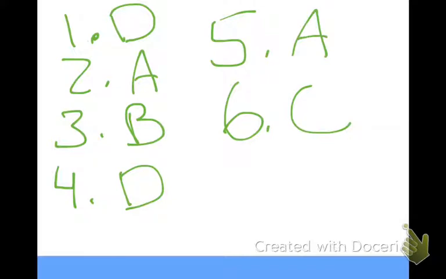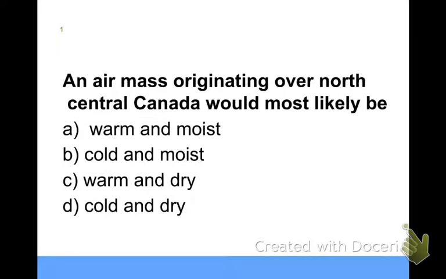C as in Collins. So here are your answers. Number 1, D, then A, B, D, A, and C. So I will let y'all pause the video so you can figure out who got the most right. So let's go over these to make sure we all understand them.